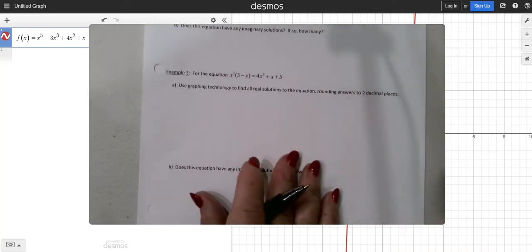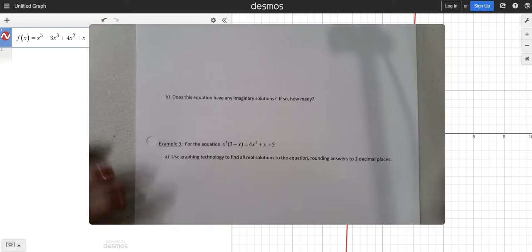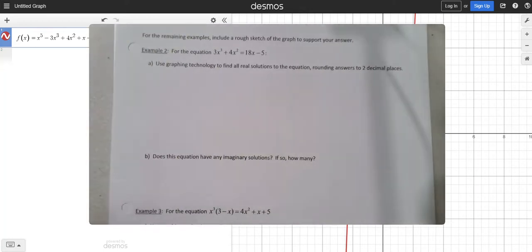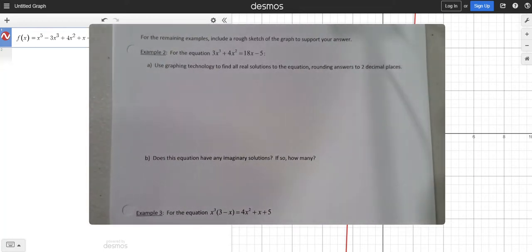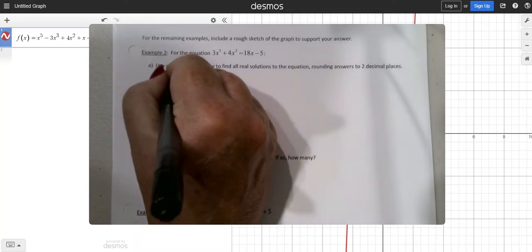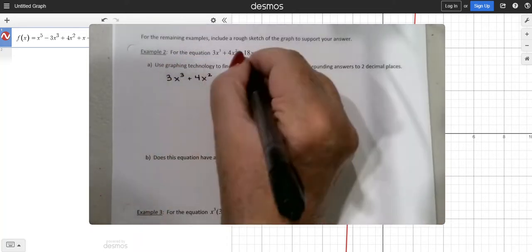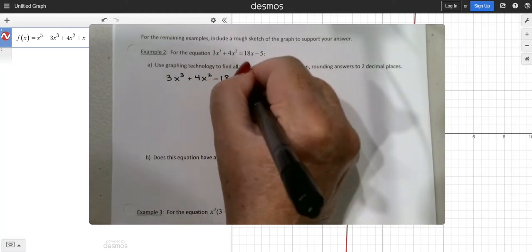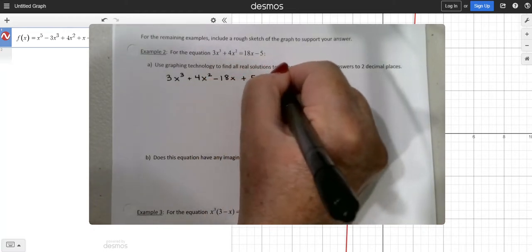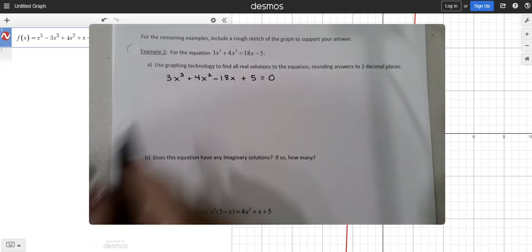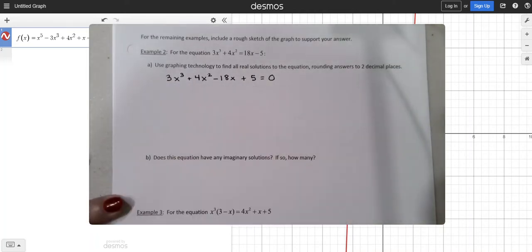All right, let's try a couple more. In each case, we're going to include a rough sketch to support our answer. This time, instead of just finding the zeros of a function, I actually want to solve that equation. So the first thing I want to do is turn that equation into something that's equal to 0. So I'm going to say I have my 3x cubed plus 4x squared, and then I'll have a minus 18x and a plus 5 equal to 0. And I'm going to graph this cubic polynomial.